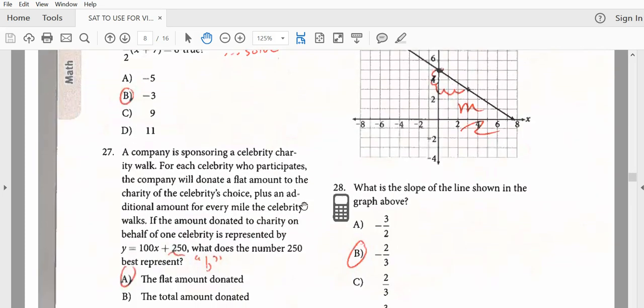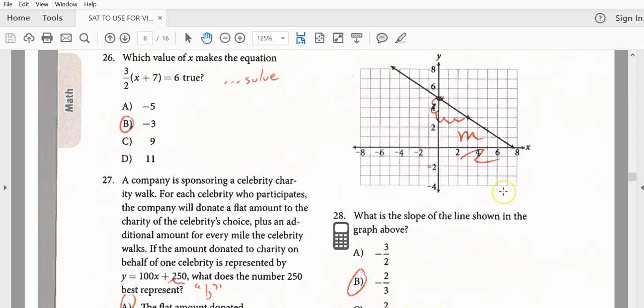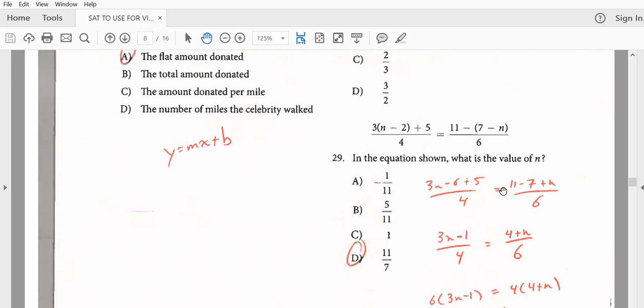28, we're given this graph here. It just says what's the slope. So we're just counting it out, right? We know from left to right, it's decreasing, it's going down, so it's a negative. Down 2, right 3, so negative 2 over 3.